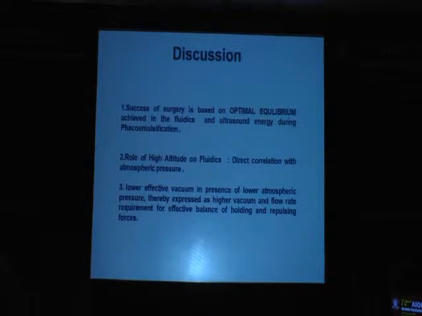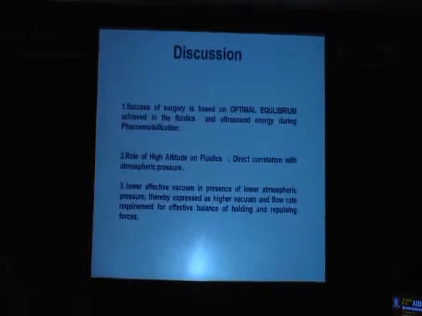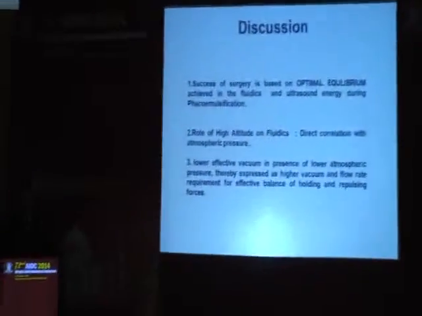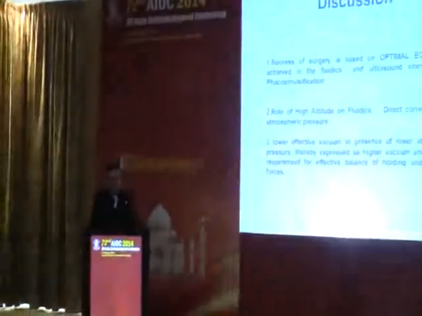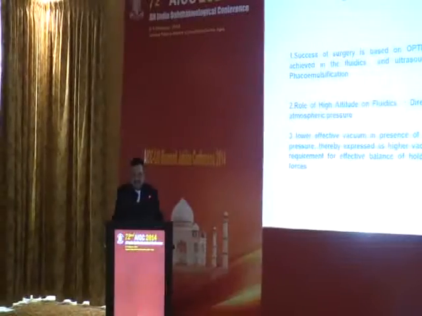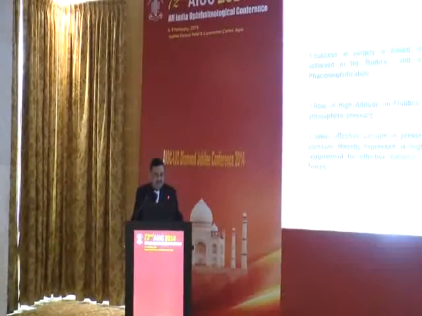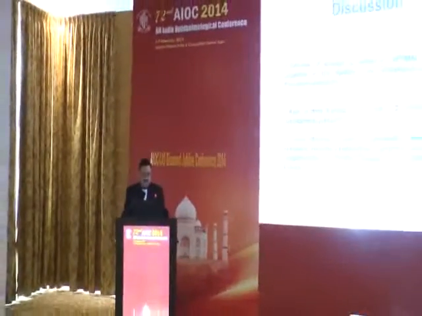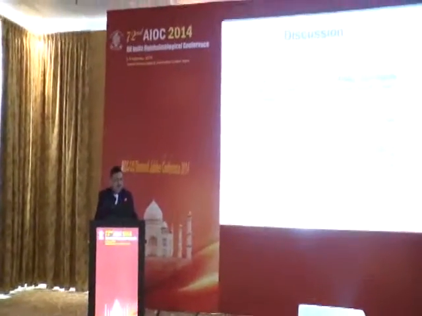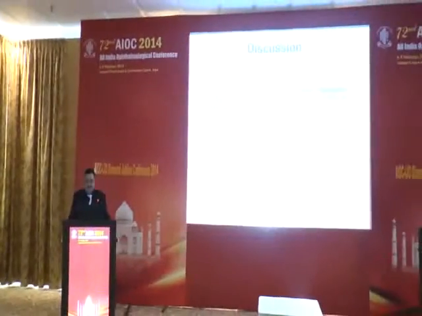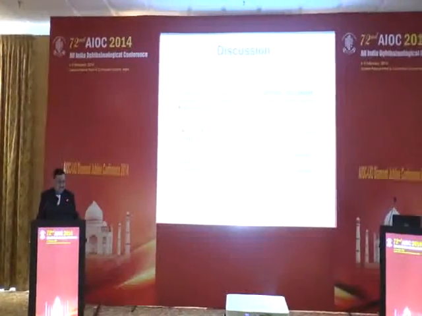The success of surgery is based on the optimal equilibrium achieved in the fluidics and US energy, as we all know. How high altitude alters the fluidic system: the normal atmospheric pressure is around 760 at sea level and around 755 in North India. At 11,000 feet of height, the atmospheric pressure falls to 580, whereas at 14,000 feet it goes down to 550 or so.